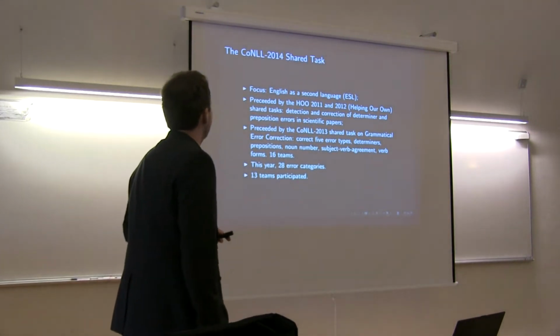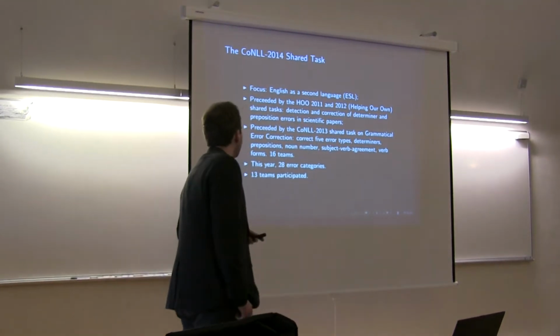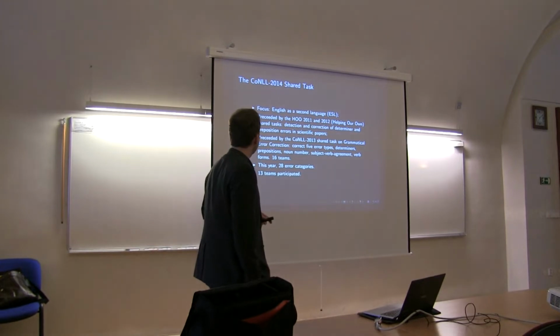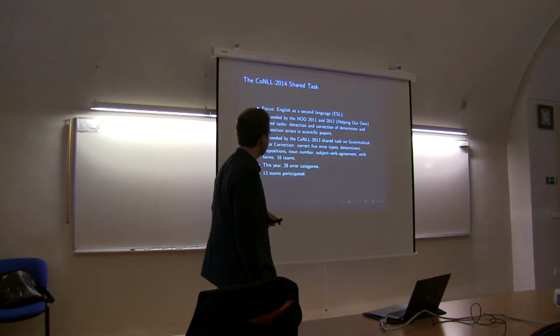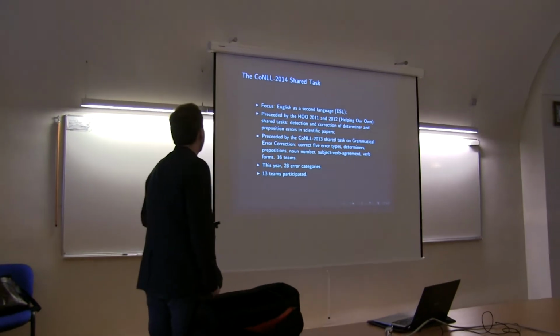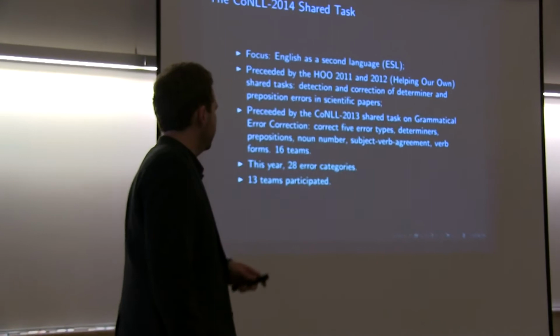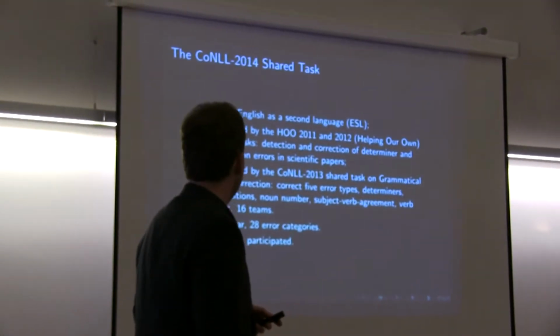Then there has been the CoNLL-2013 Shared Task on grammatical error correction. They only corrected 5 error types, so again, determiners and articles, prepositions, noun number mistakes, subject-verb agreement mistakes, and verb forms. 16 teams submitted the results, and this year there were 28 error categories, so they stopped filtering, just correct the whole text, and 13 teams participated.